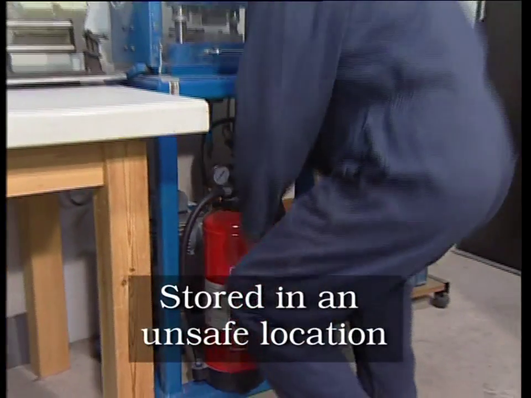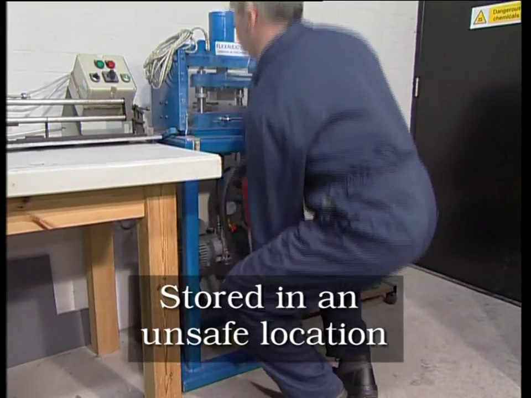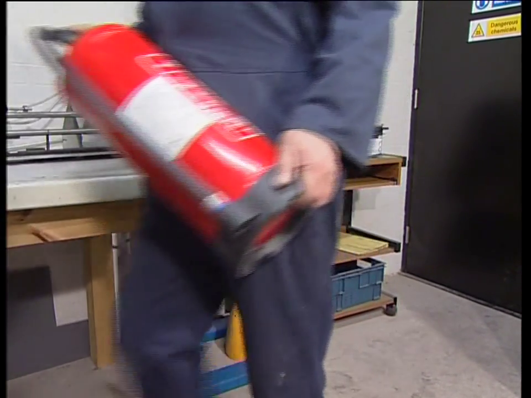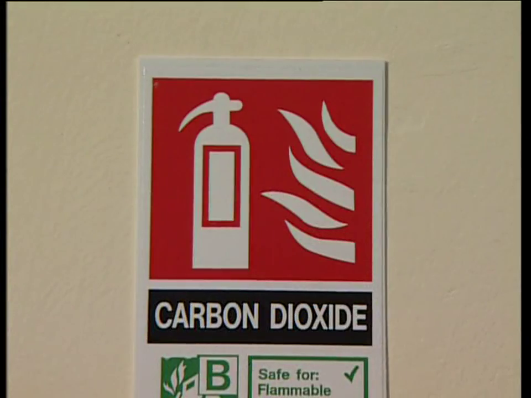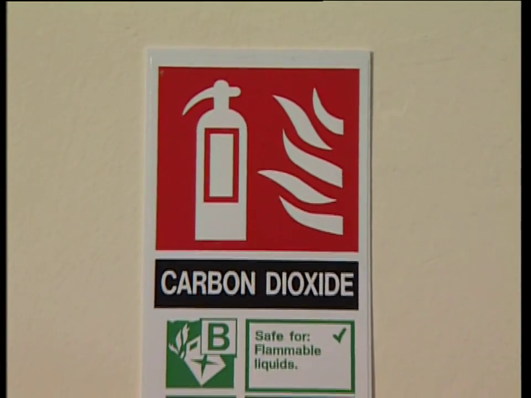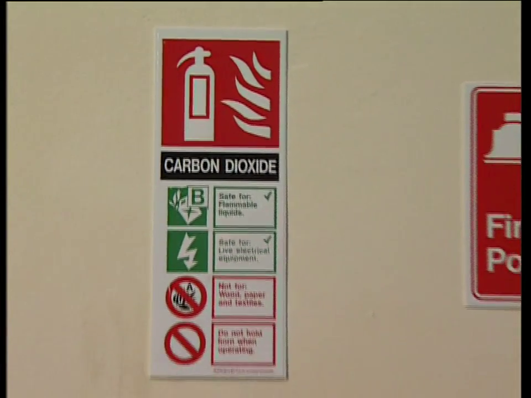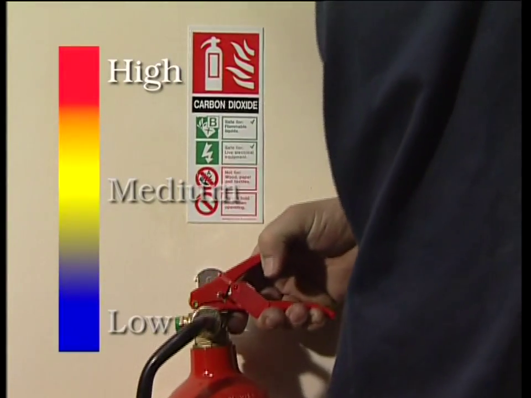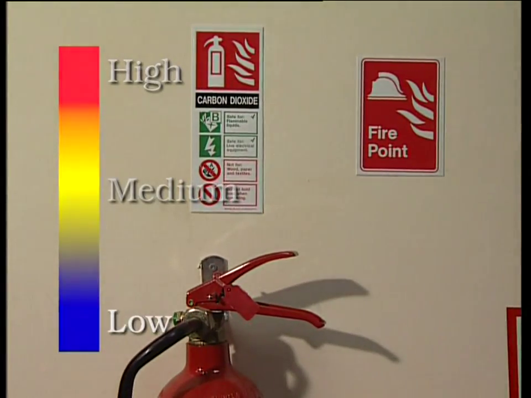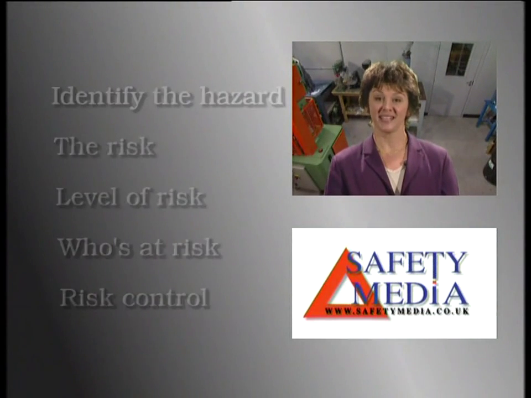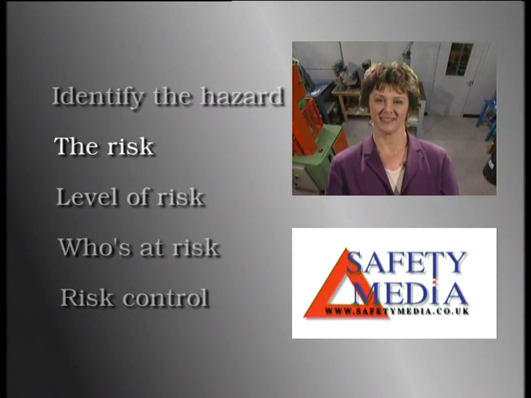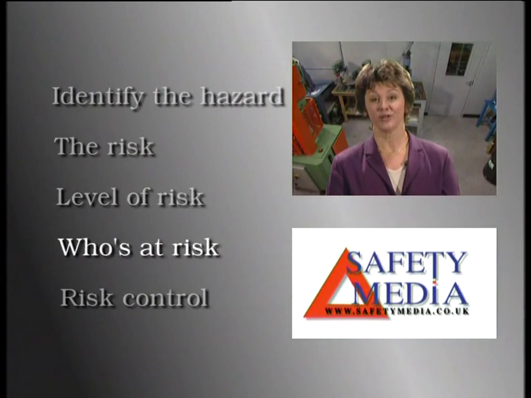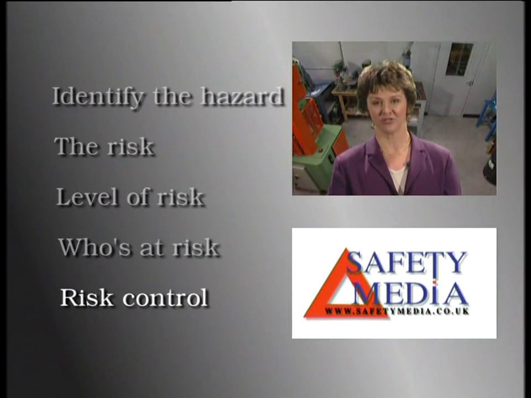The fire extinguisher is replaced with the correct fire extinguisher for that area. This is a carbon dioxide extinguisher and is suitable for chemical and electrical fires, so the risk has been reduced from high to low. We hope this has helped you think about risk assessment in a new and positive way. Remember the 5 key stages. Identify the hazard, the risk, the level of risk, who's at risk, and risk control.